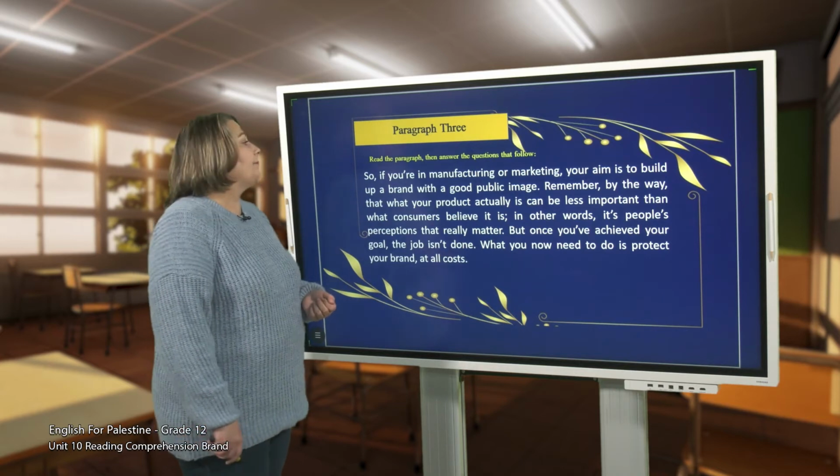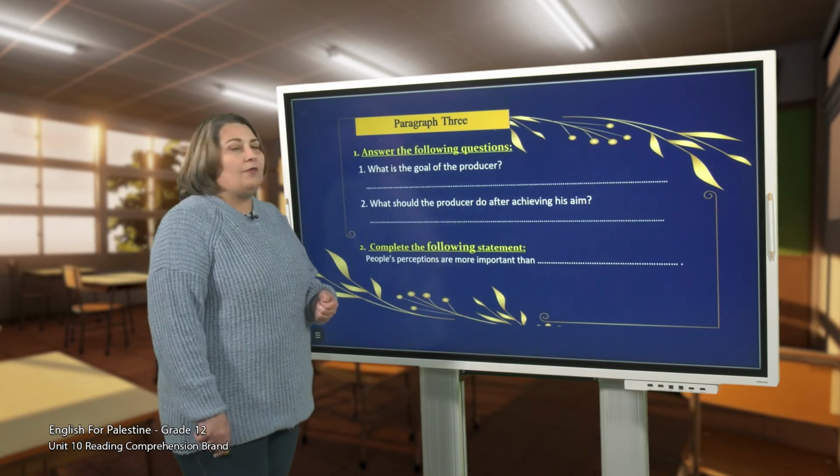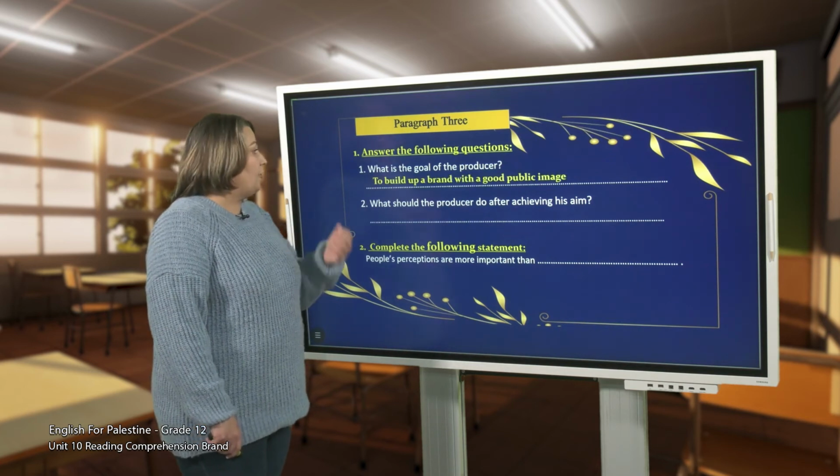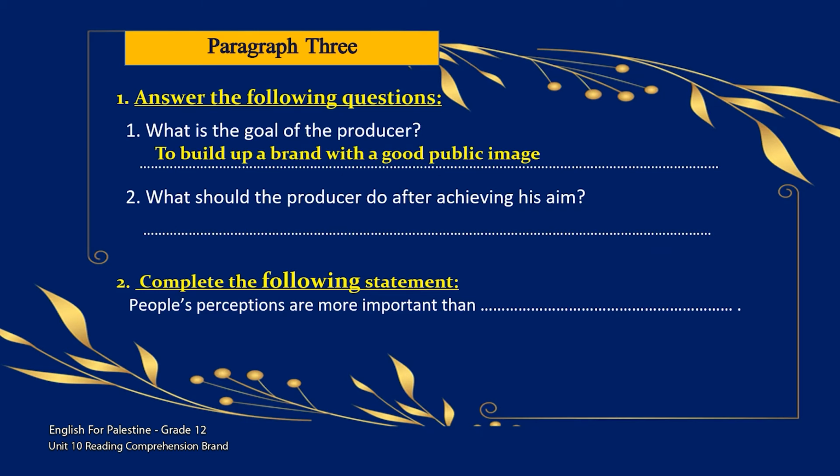Let's see. What is the goal of the producer? Yes, to build up a brand with a good public image. Excellent. Now, number 2, what should the producer do after achieving his aim? Protect the brand at all costs. Excellent. Number 2, complete the following statement. People's perceptions are more important than. Yes, what your product actually is.